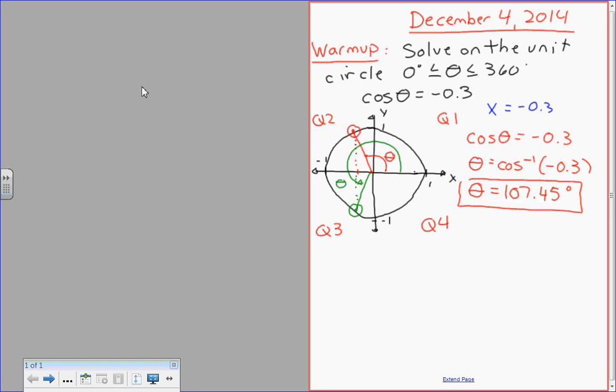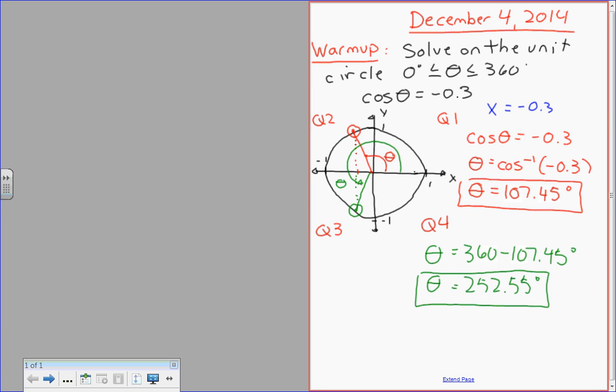Okay, so let's go through this angle. So here we go, there's my second angle. You can either use your rules or use the diagram. How are we going to get that second angle? Matt? 360 minus 107. So theta is going to equal 360 minus 107.45, which should be 252.55. And that's the final. Yeah, those are your 2 angles.